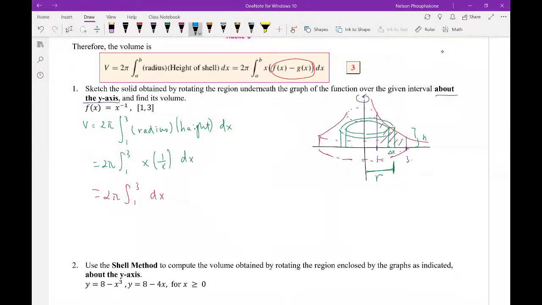And of course, this will be 2 pi integrated between 1 to 3. So my answer is 4 pi. Yeah, that's it. You will see that using the shell method sometimes makes the problem easier to solve.